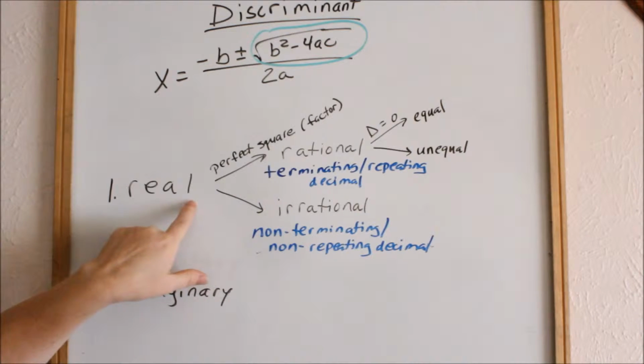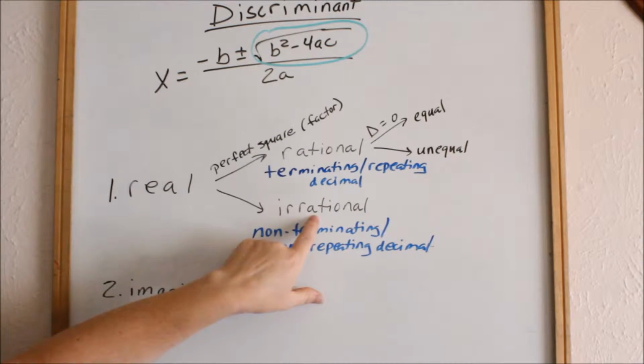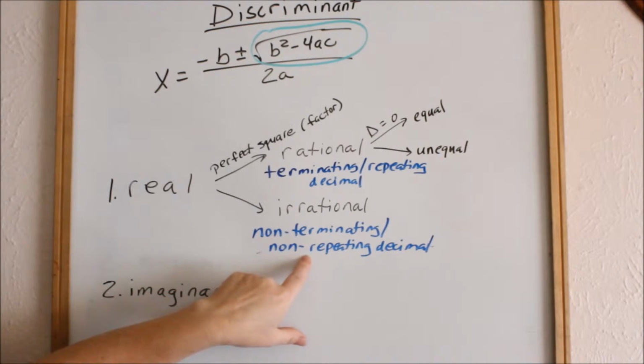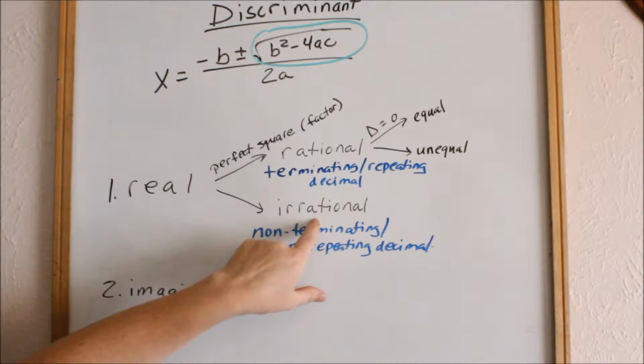So if you have real solutions, they can either be rational or they can also be irrational. What is an irrational number? An irrational number is a non-terminating, non-repeating decimal. Pi is 3.14159 something something something. That is an irrational number. So you have to look at the decimal. If it doesn't repeat itself and it's never ending, then it is an irrational number.